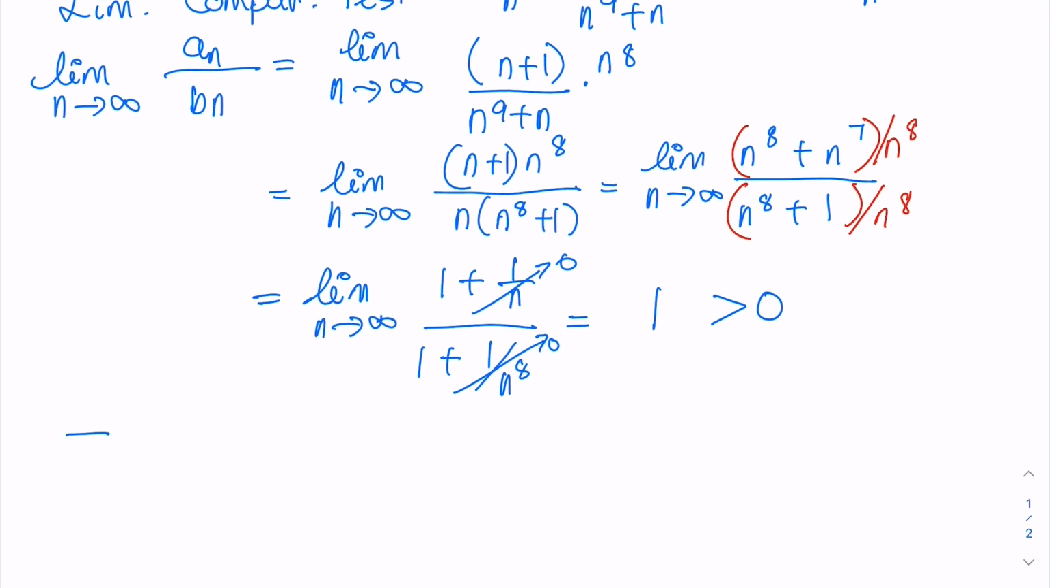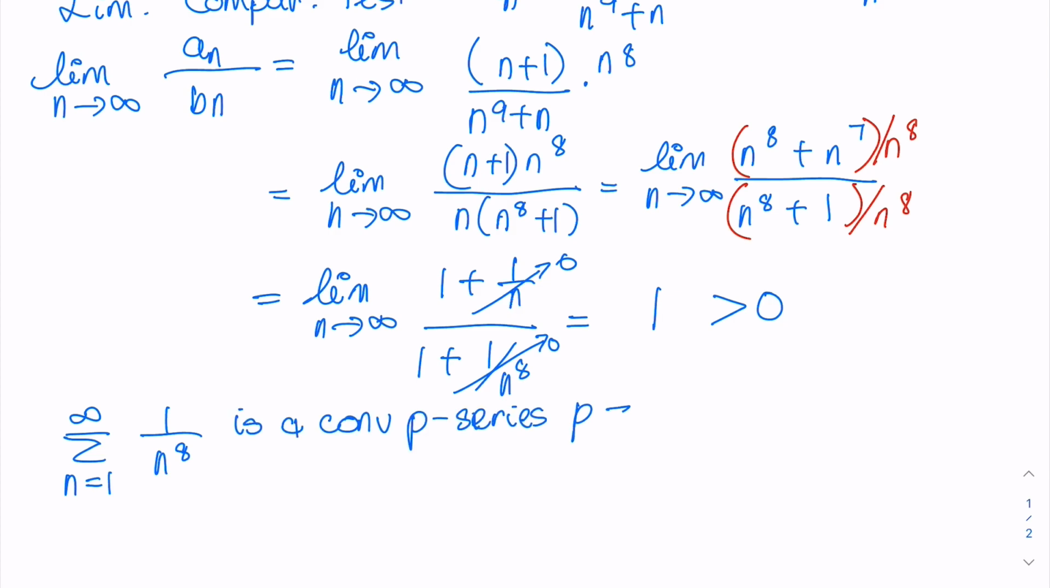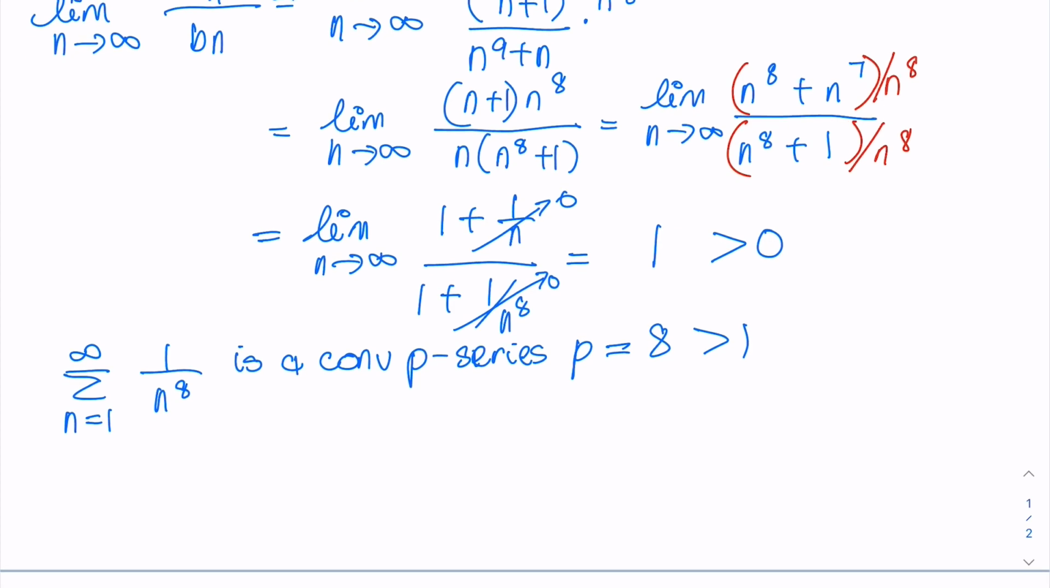So we know that b sub n, which is this series right here, 1 over n to the 8th power, is a convergent p series. That's because p is greater than 1, so it's convergent. Because the series is convergent, and when we take the limit equals 1 greater than 0, we know that our a sub n is going to be convergent as well. So we know that this series, our original series, is convergent.